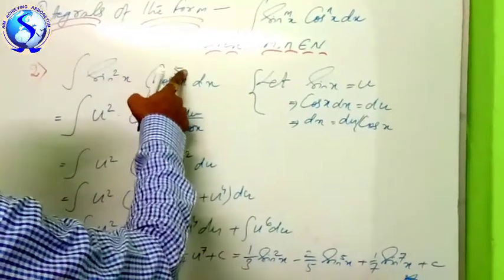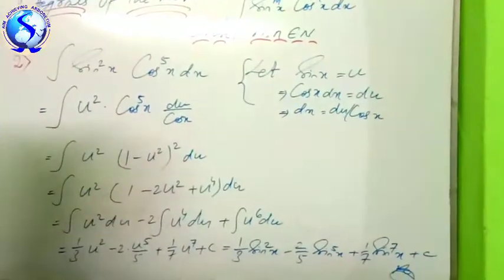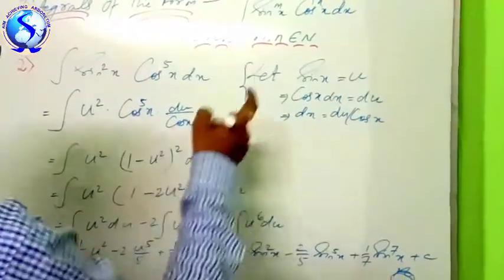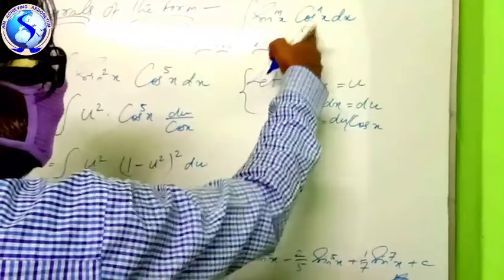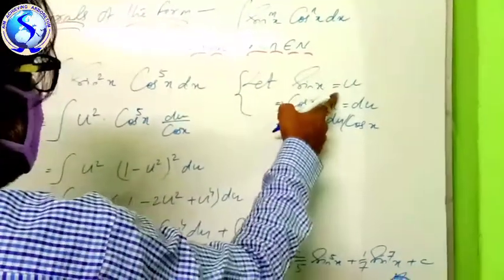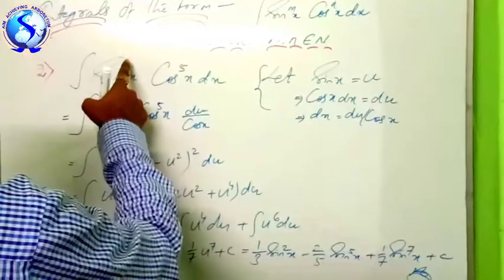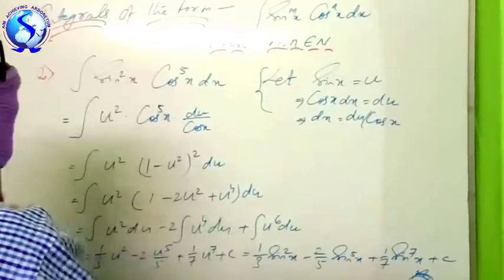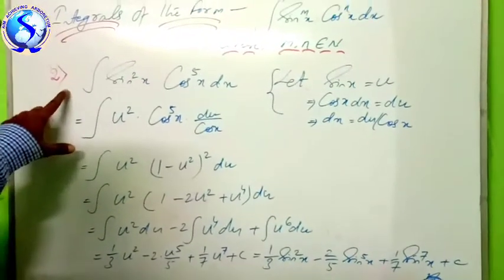Whenever it is an odd number, you have to take sin x as u. After that, you have to proceed as a normal substitution. You just have to memorize this: when the power of cos x, the exponent of cos x, is an odd number, let sin x equal u. And if the power of sin x is an odd number, in that case take cos x as u. These are the two formats you have to memorize. I think you are able to catch numbers 1 and 2.